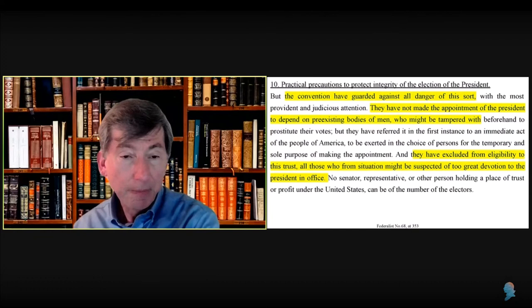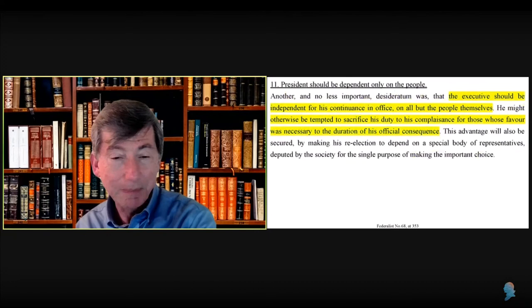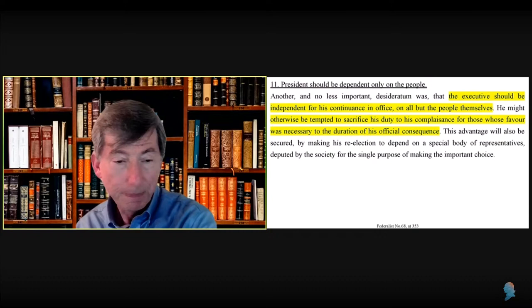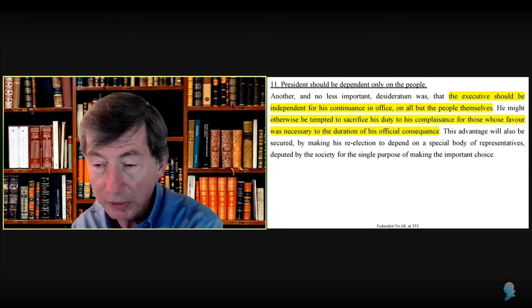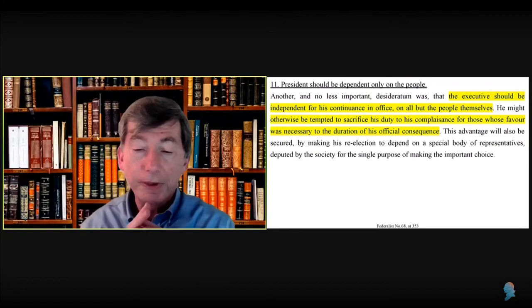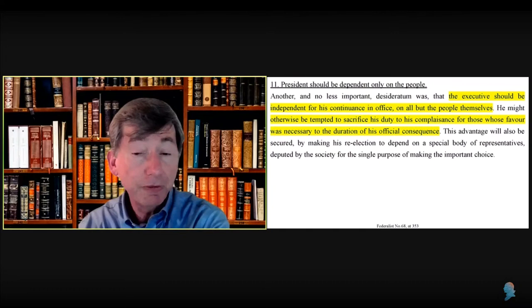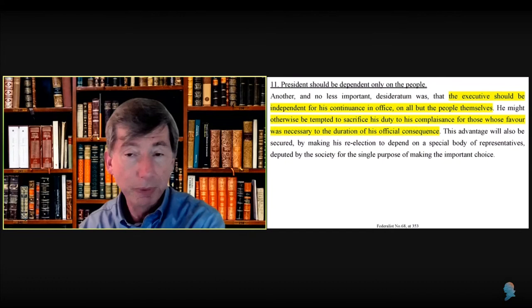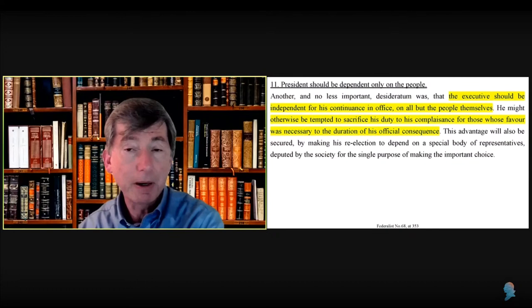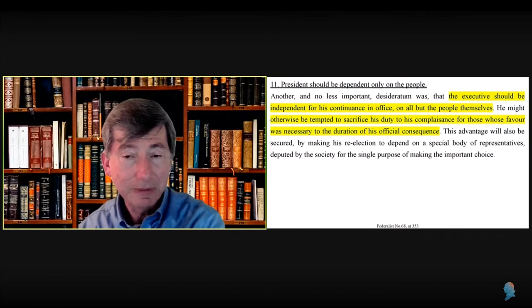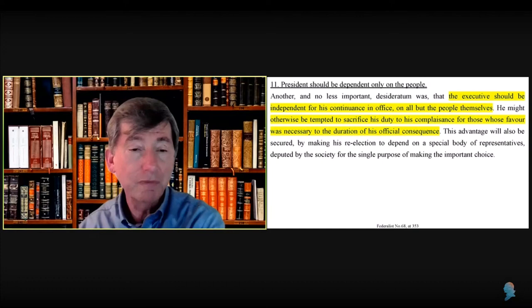The president should be dependent only on the people. The executive should be independent from continuance in office on all but the people themselves. Otherwise, he may be tempted to sacrifice his duty to the complacence for those whose favor was necessary for his duration in office. This is a problem with all parliamentary systems. And terribly enough, there are many American officials who want a parliamentary system. Some years ago, a bipartisan group, largely establishment Republicans and Democrats, called to scrap our Constitution and go to a parliamentary system. This was back in the 80s. You know, this is part of the progressive movement. So many of these Republicans are simply the right wing of the progressive movement.